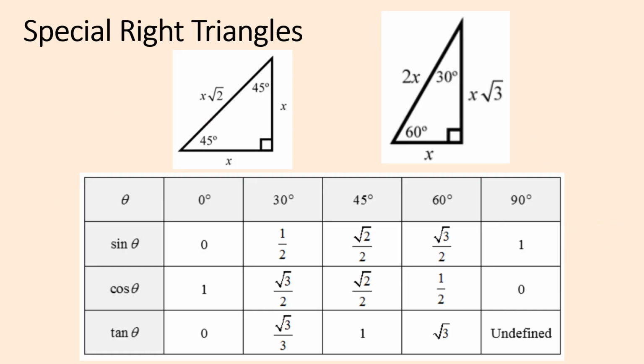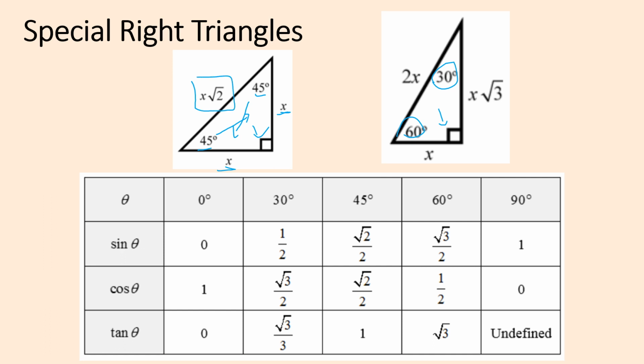Lastly, in a throwback to geometry, we have special right triangles, namely a 45-45-90 triangle and a 30-60-90 triangle. In a 45-45-90 triangle, we have 2 sides that are the same length because they're opposite angles that are equal to each other. So our leg lengths we'll call x. The hypotenuse is just going to be that value times radical 2.